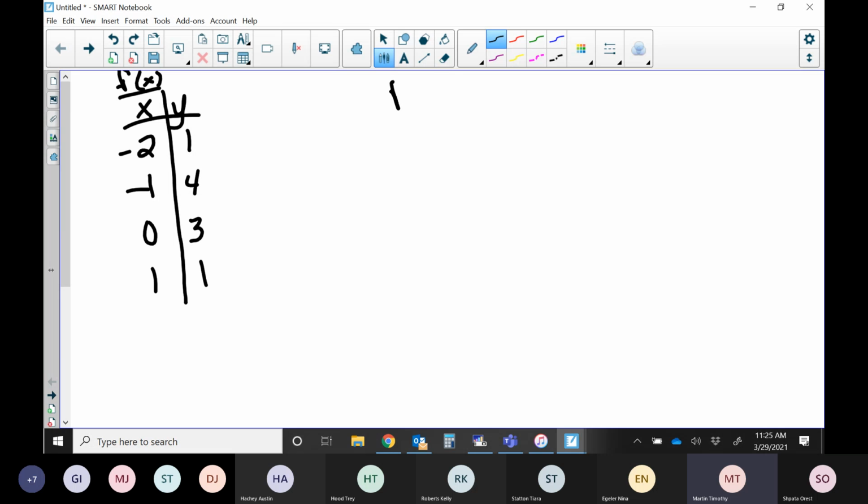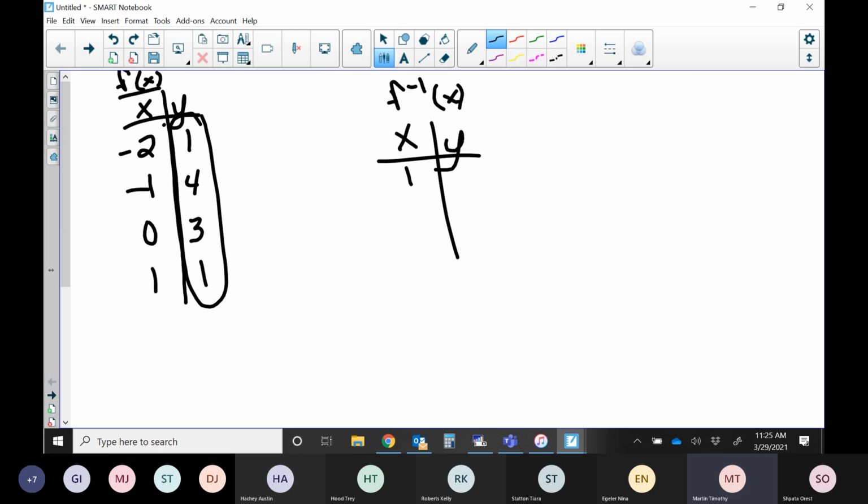But when I go to invert it, you switch the x and the y. So all these guys now become my x's. 1, 4, 3, and 1. And then becomes -2, -1, 0, and 1. And what you see, hopefully, is now you have this x right here, and it's going to different y's.